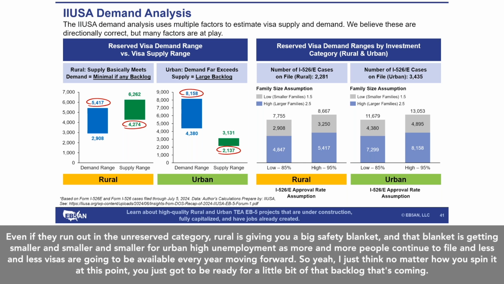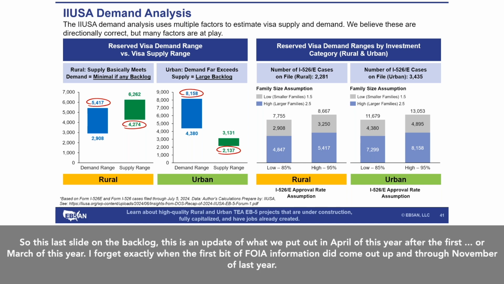Rural is giving you a big safety blanket, and that blanket is getting smaller and smaller for urban high unemployment as more and more people continue to file, and fewer visas are going to be available every year moving forward. So no matter how you spin it at this point, you just have to be ready for a little bit of that backlog that's coming.